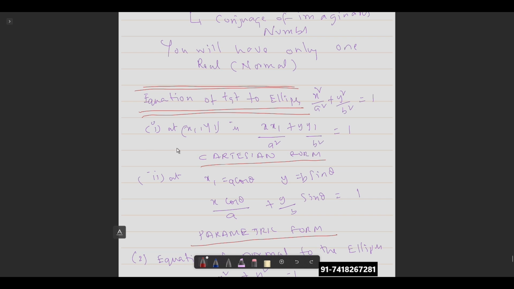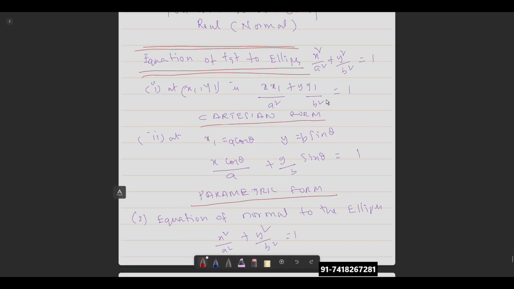It's very easy, because the ellipse is x squared by a squared plus y squared by b squared equal to 1. That is the equation. Suppose the Cartesian point is x1, y1. Simply replace x squared by x1 and y squared by y1, and the rest of the things will be the same. This is the Cartesian form.